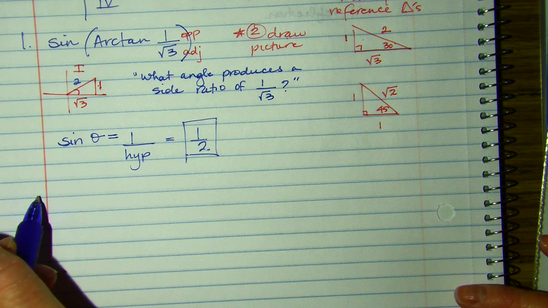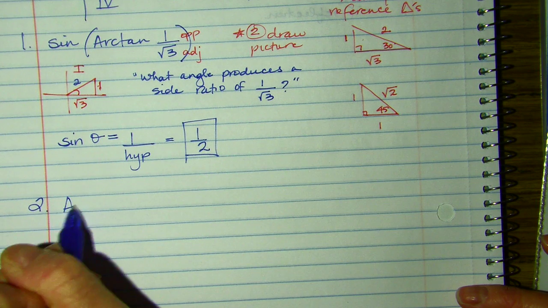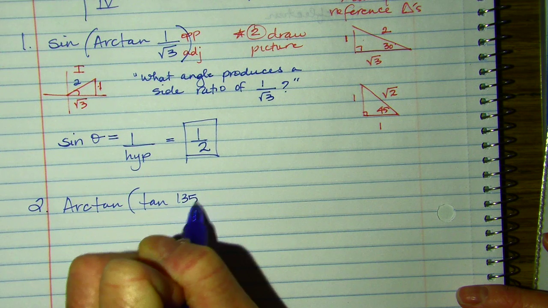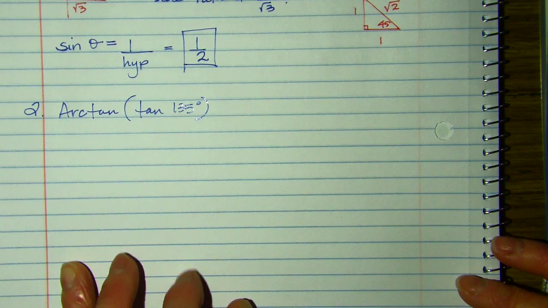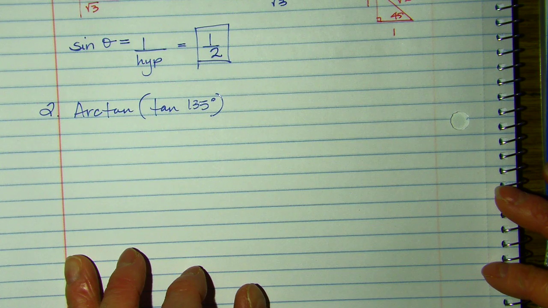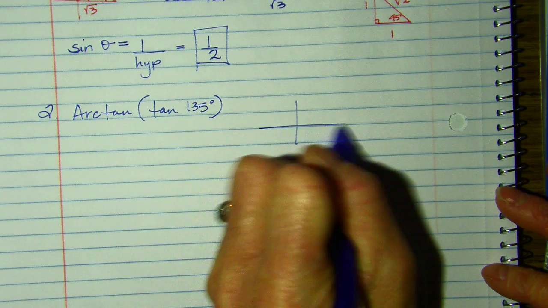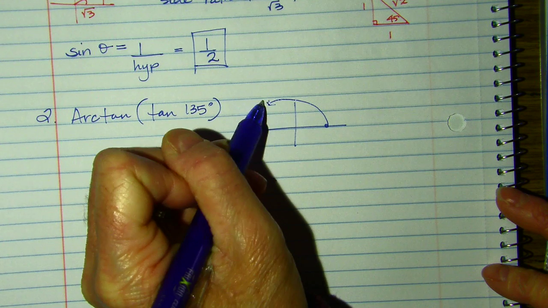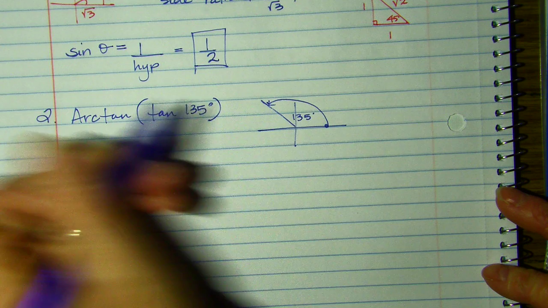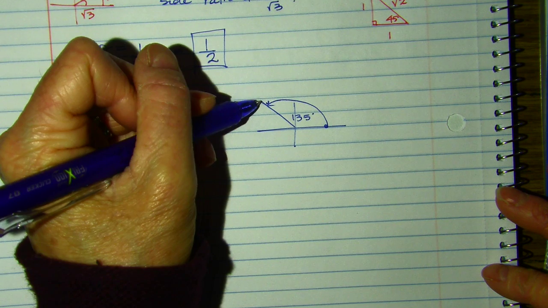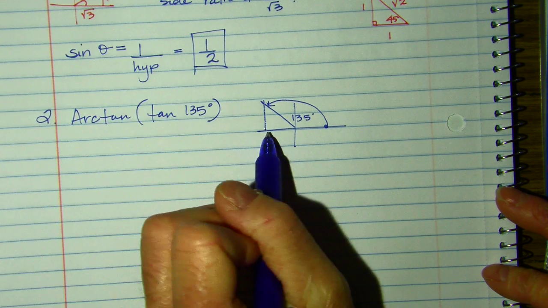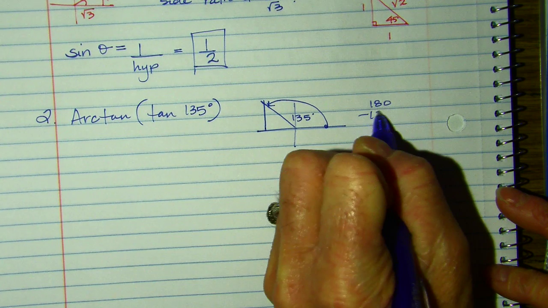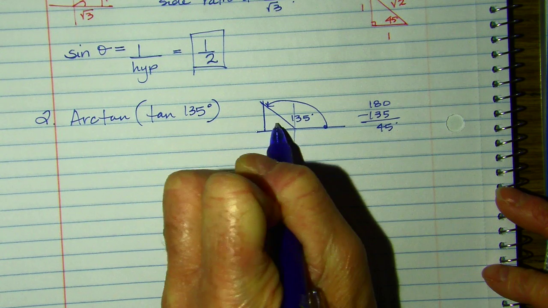Number 2, what is the arc tangent of the tangent of 135 degrees? I know that looks a little crazy. So let's first talk about the tangent of 135. So I'm going to draw a picture. The tangent of 135, remember it starts here. So there's 135 degrees. But that is not the angle we use. We use the related angle that is developed from the x-axis. So 180 minus 135 means I'm actually using 45 degrees.